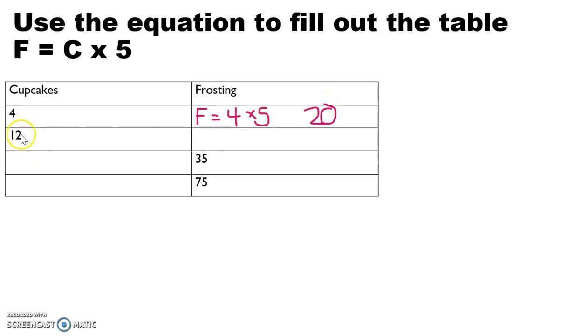For the next one, I know the number of cupcakes is 12. So in my equation, I'll replace C with 12. 12 times 5 here is 60.